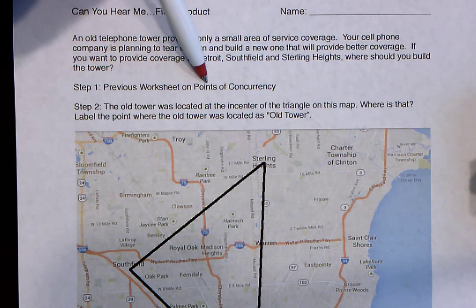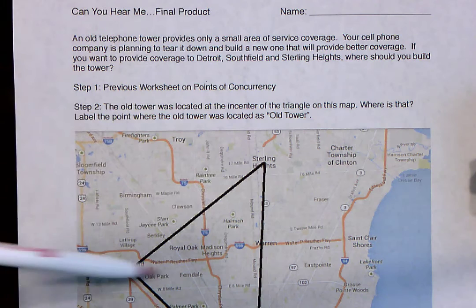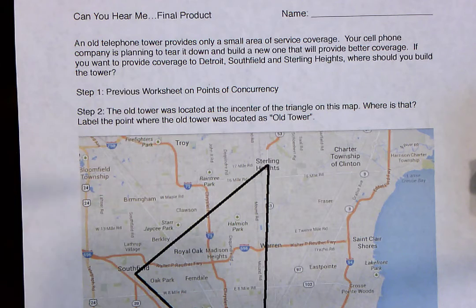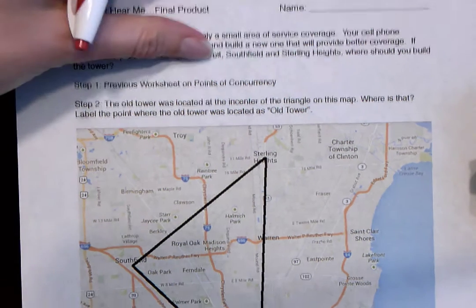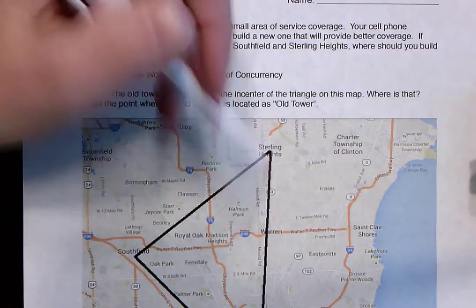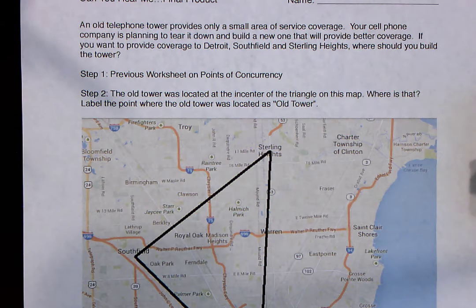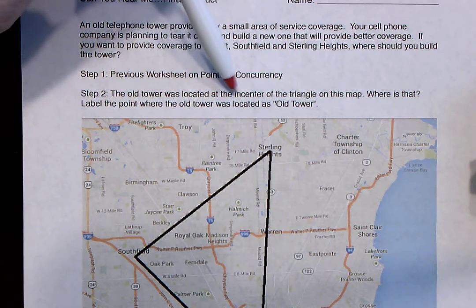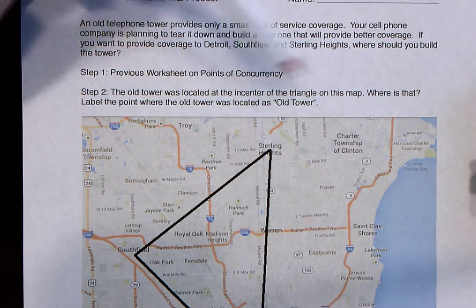If you remember back on your worksheet, the circumcenter is equidistant from the angles, okay? And that's really where you want that tower to be, so that it's equidistant from all those cities. And right now, they're saying that the actual tower is located in the incenter on the map. And it says, where is that?